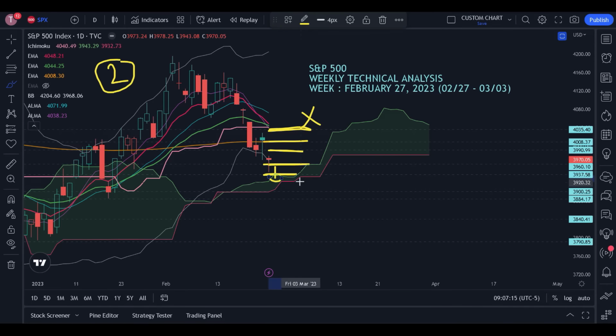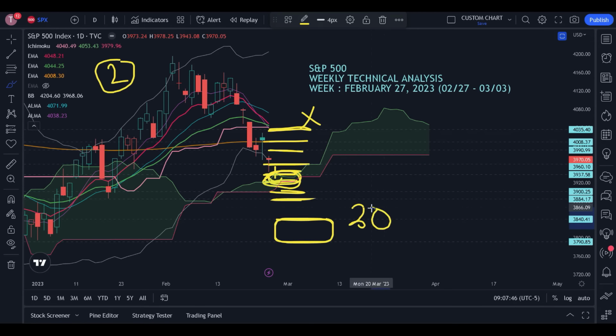Thereafter, the boundaries of the Ichimoku cloud act as a support and resistance zone. Then comes 3900 in the picture. Then we have 3884, which is again going to act as a very good support. Now comes a very heavy support zone: the zone of 3840 itself is a very strong, very heavy support.